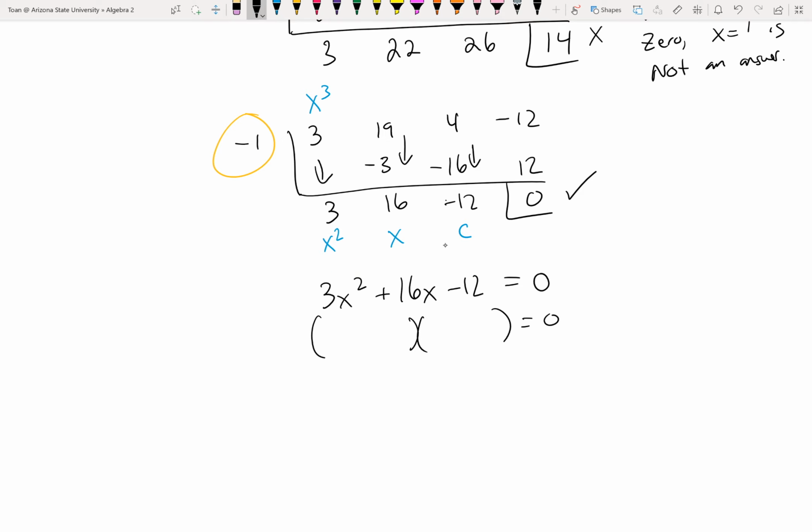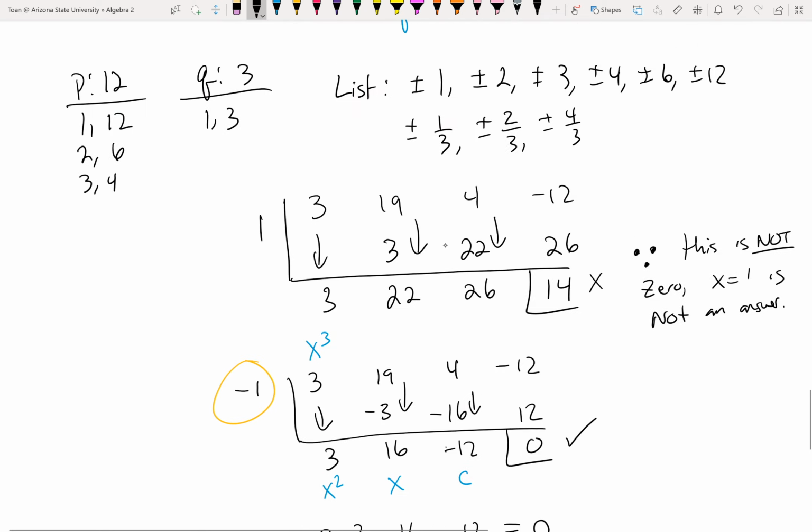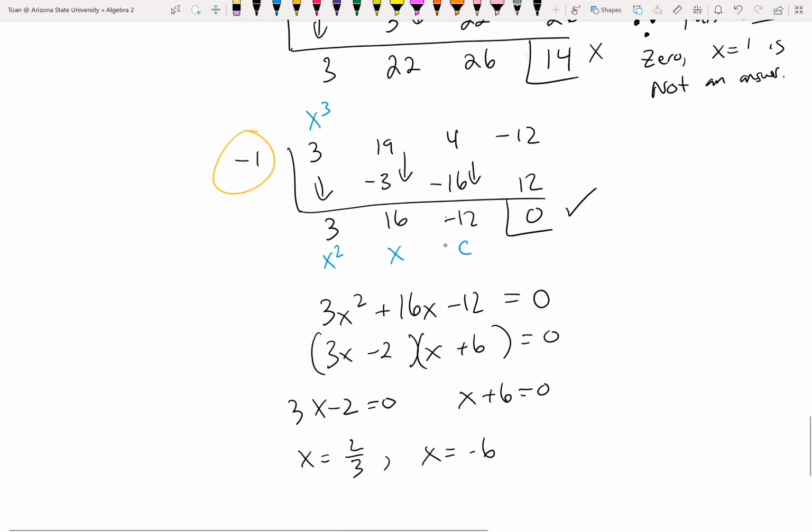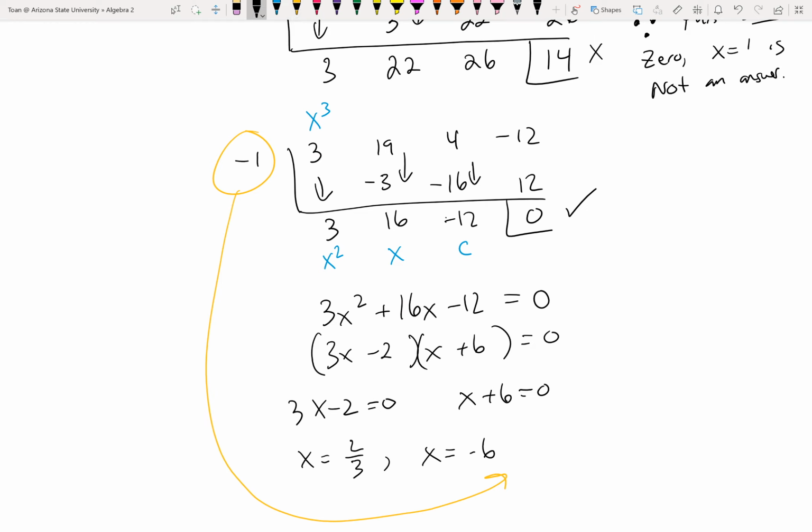So I know it's going to be 3x and an x. And if I guess properly, it's going to be a 3x minus 2 and an x plus 6. So there we go. We get 3x minus 2 equals 0, x plus 6 equals 0. So x equals 2/3, x equals -6. But wait a minute, that's only 2 answers. I should have 3 answers here. Don't forget the -1 that you correctly guessed. So there are our 3 answers.